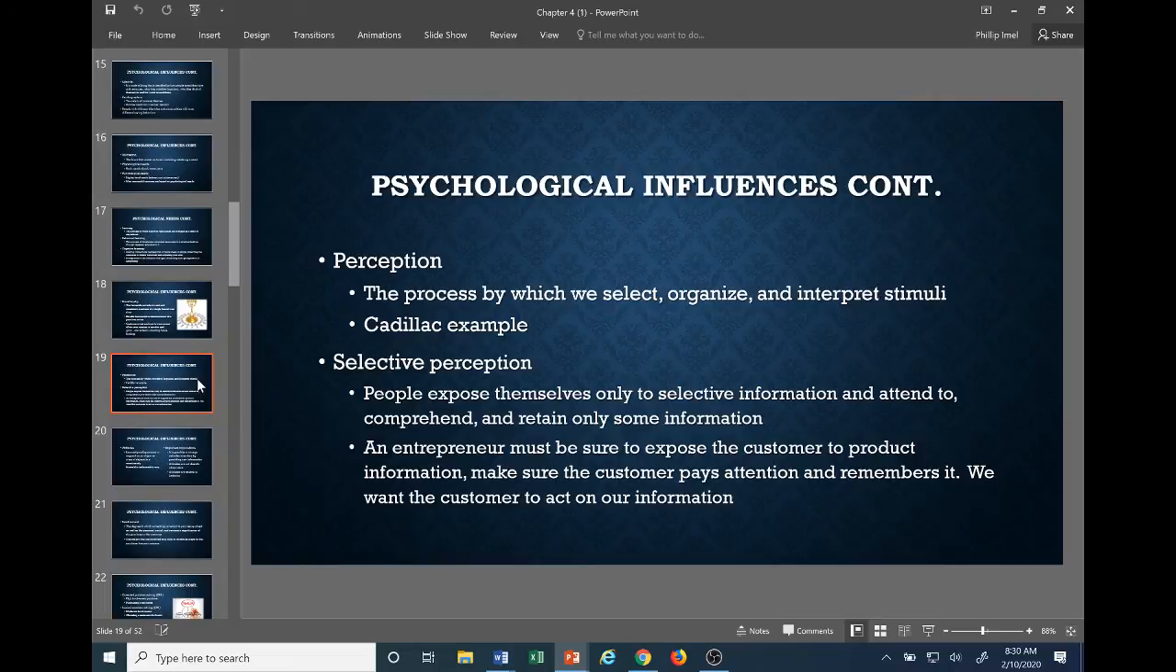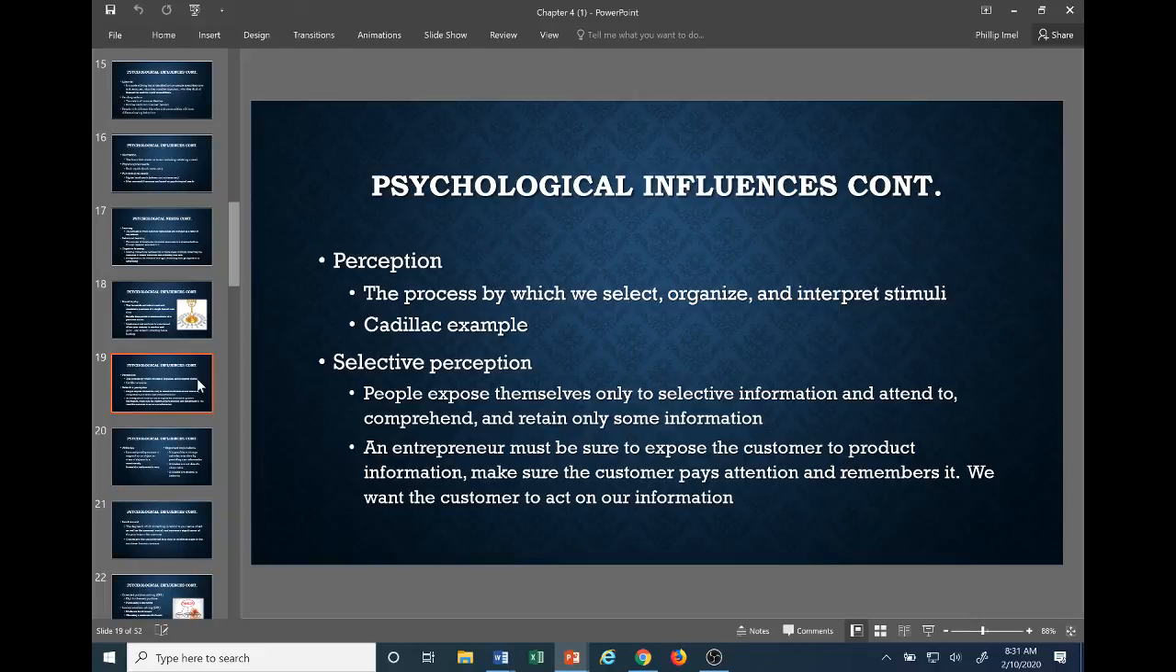Perception, that's the process by which we select, organize, and interpret stimuli. The book has a Cadillac example. What they're saying by the Cadillac example, some people might perceive driving a Cadillac as being accomplished, that they think, oh man, they've really made it. They're driving a Cadillac, that's a top of the line vehicle. And others might just think, oh gosh, why are you doing that, that's a waste? Why do you need a Cadillac? Just drive a Buick or a Chevy or whatever it might be. So perception obviously is going to be a big take on that.